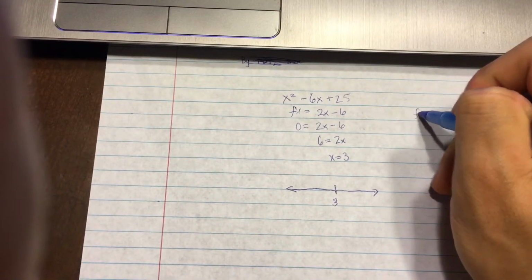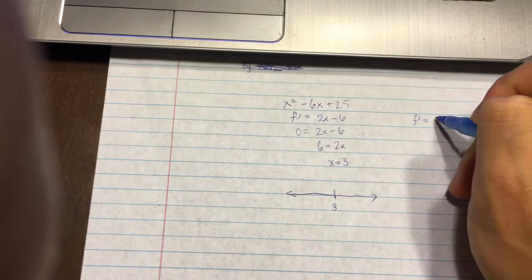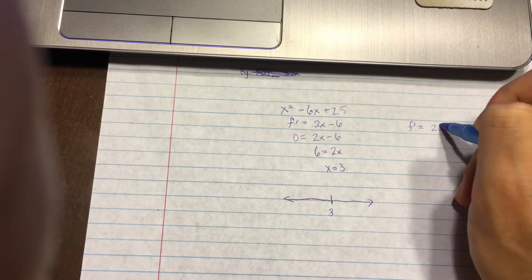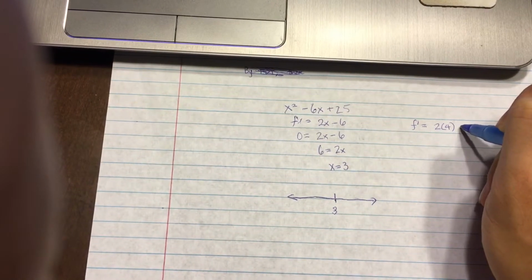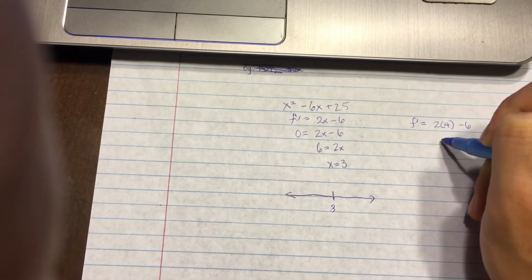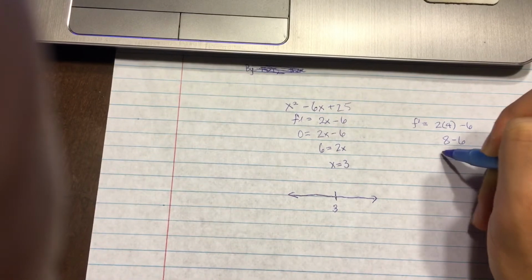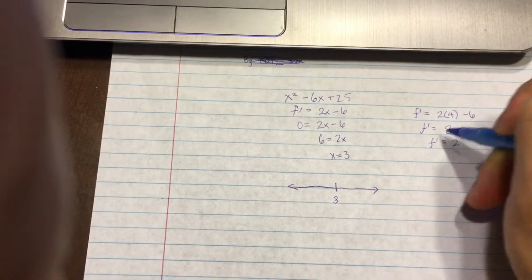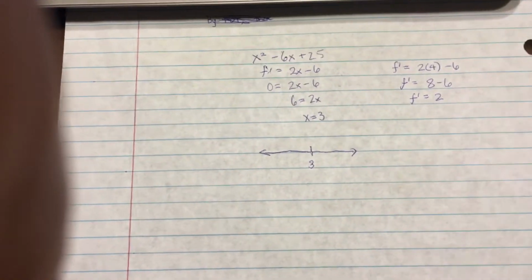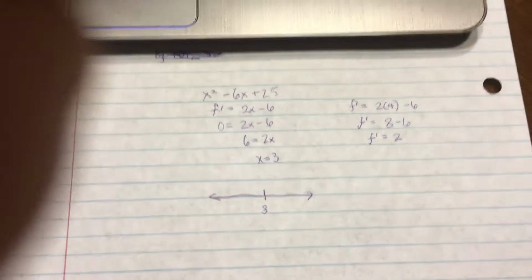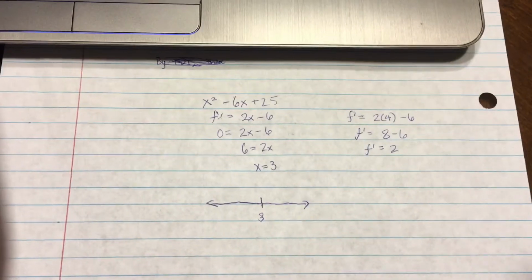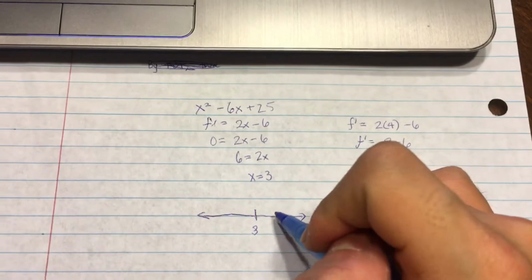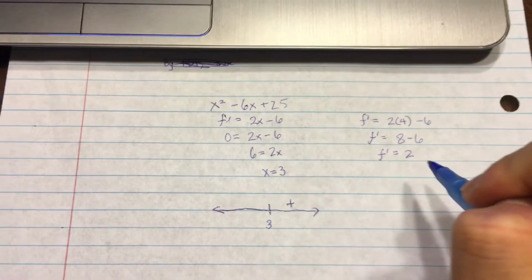So f prime is equal to 2 times 4 minus 6, and that comes out to be 8 minus 6, which is 2. And of course you want to carry down the f prime. So after doing this, we can see that f prime does equal a positive number to the right of 3. So we can just put a little positive sign there.